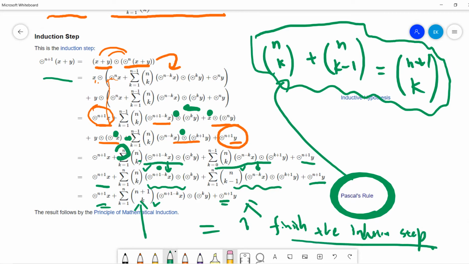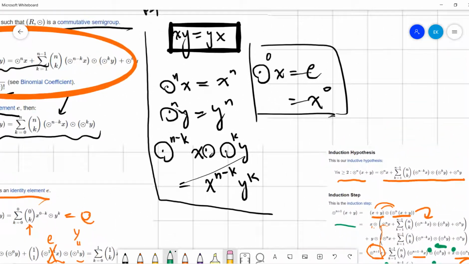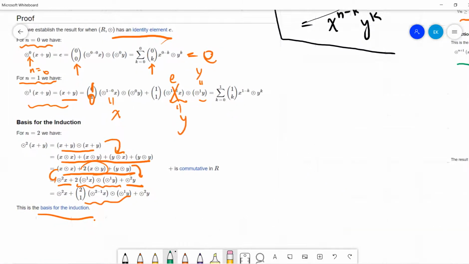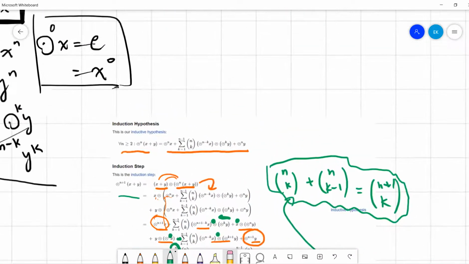So that's the whole proof, but basically there's nothing special. We're just using the standard multiplication and standard operations.